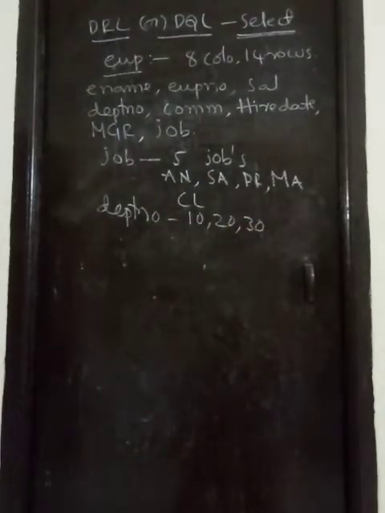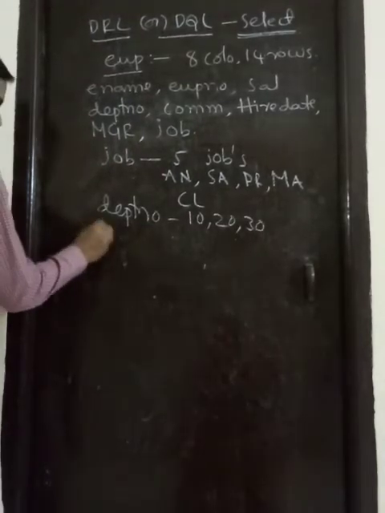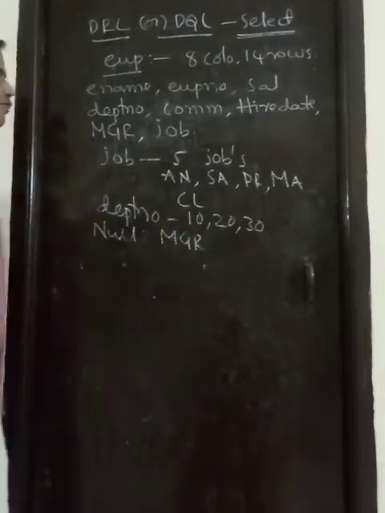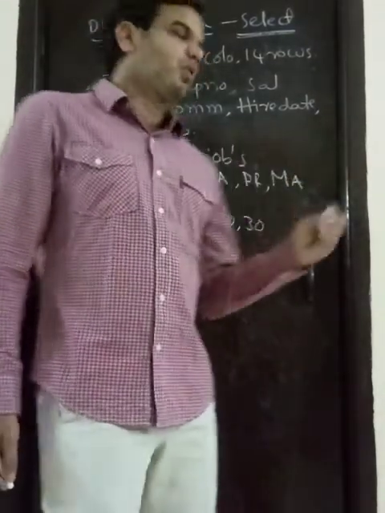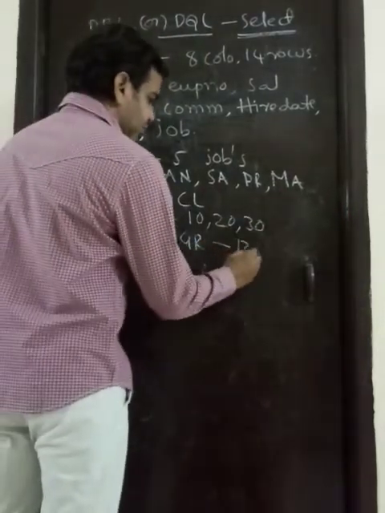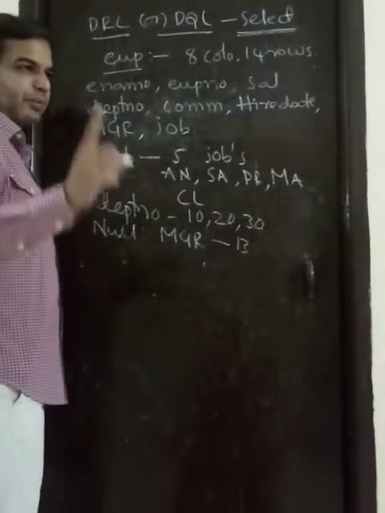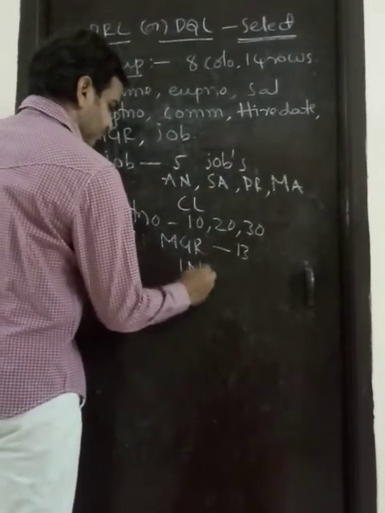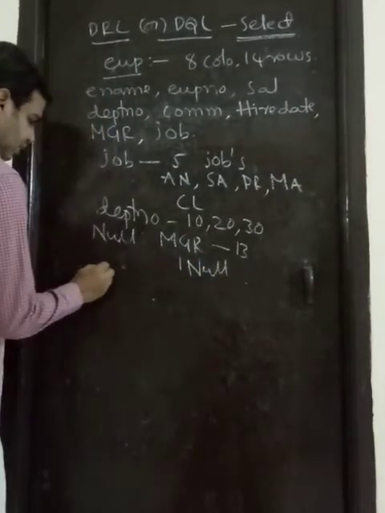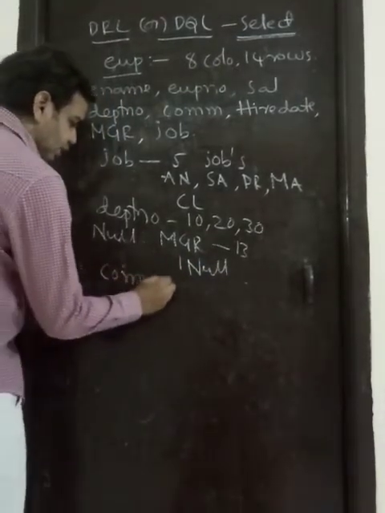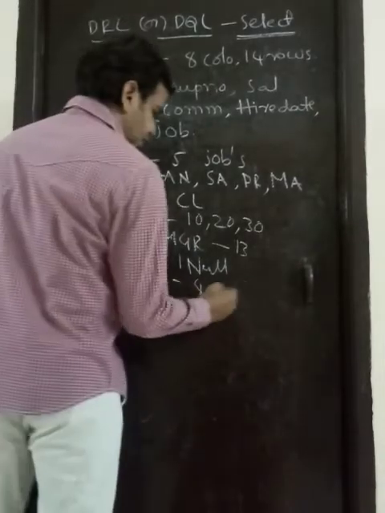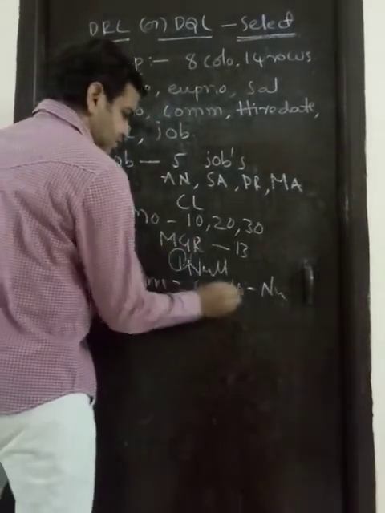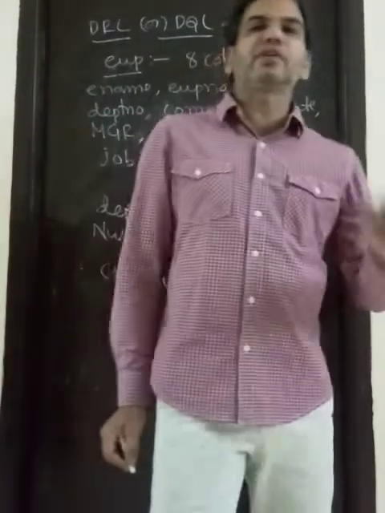Okay. Another important point is about null values. In the employee table, MGR means manager number. Only 13 persons have manager numbers. One person does not have a manager, and that is null. So 1 is null for the MGR column. If you take commission, only 4 persons have commission, and the remaining 10 persons have null values. So in the employee table, 1 plus 10, 11 values have the null value.